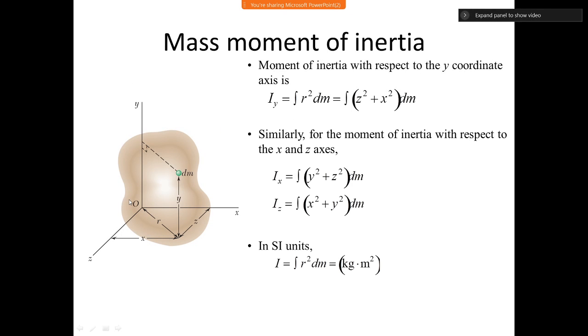So I about the y axis for a mass, r is its distance from the y axis, which is the square root of x square plus z square. So your Iy, Ix, Iz, and your dimensions are kg meter square.